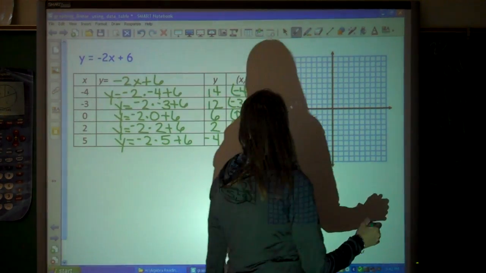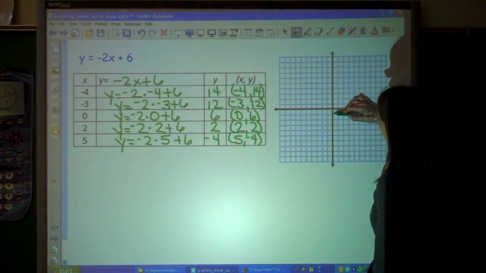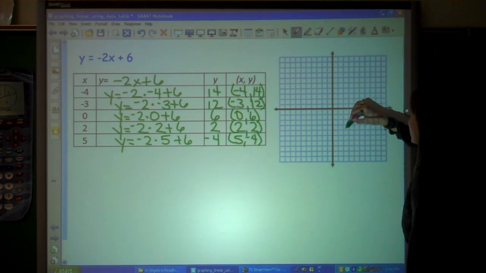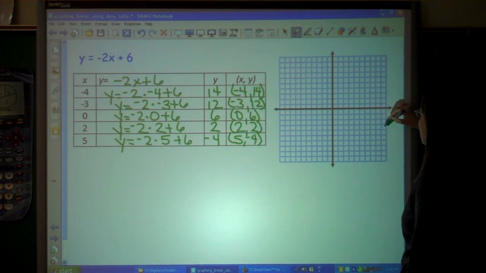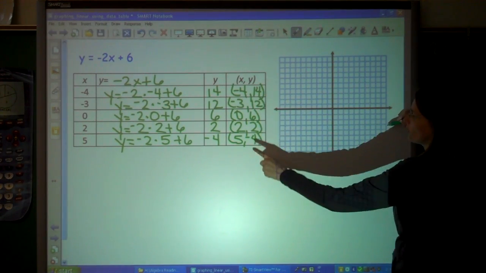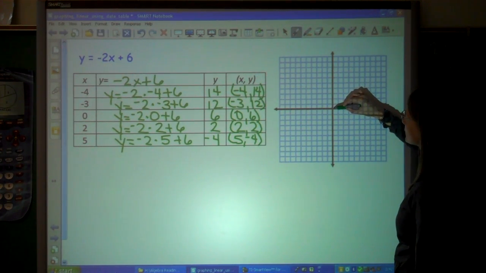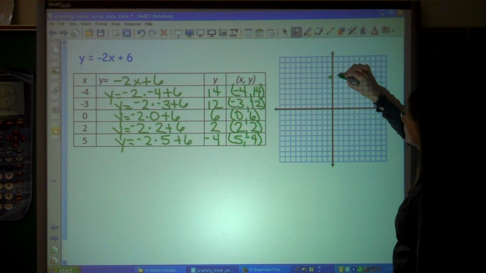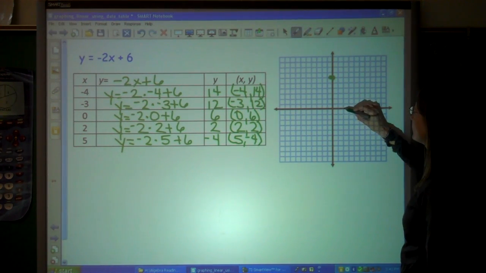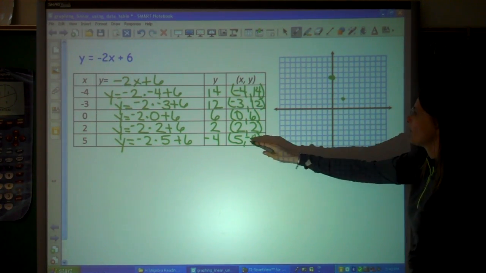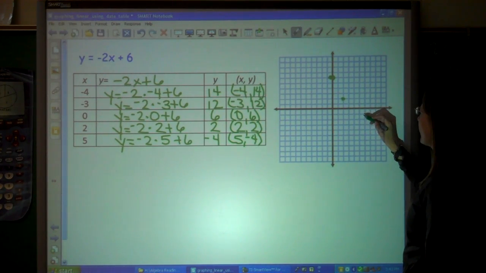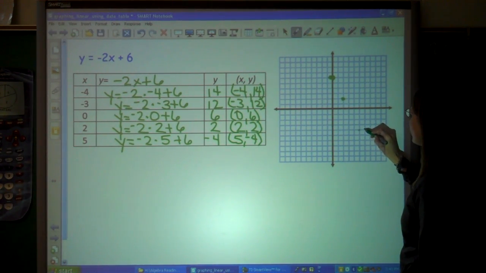And I'm going to plot my points over here. If you notice, I don't have room. If I go down 1, 2, 3, 4, and so on up to 10, I can't do these first two. So I'm going to go to the next one. When x is 0, y is positive 6. 1, 2, 3, 4, 5, 6. So there it is. And positive 2, 1, 2, 1, 2. And positive 5, negative 4, 1, 2, 3, 4, 5, 1, 2, 3, and 4.